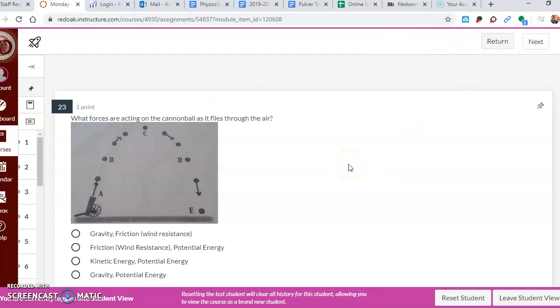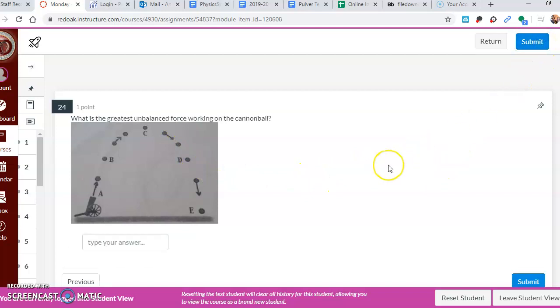What forces are acting on the cannonball as it flies through the air? Gravity is working on it because gravity's pulling it down, and gravity's causing it to speed up over here. But you also have friction as it goes through the air, which is the wind resistance. The air pushes against the cannonball and causes it to slow down. Friction is always a force that opposes motion. It tries to get things to slow down. The greatest unbalanced force working on the cannonball is gravity.